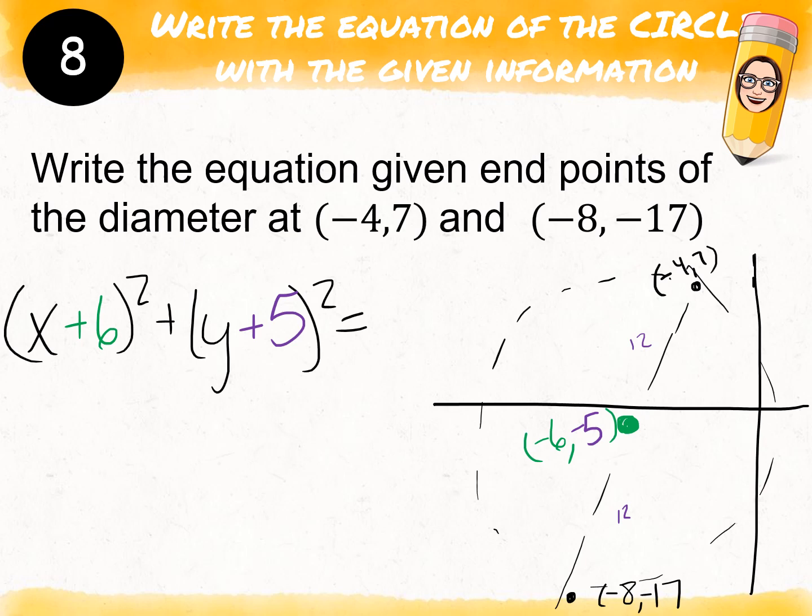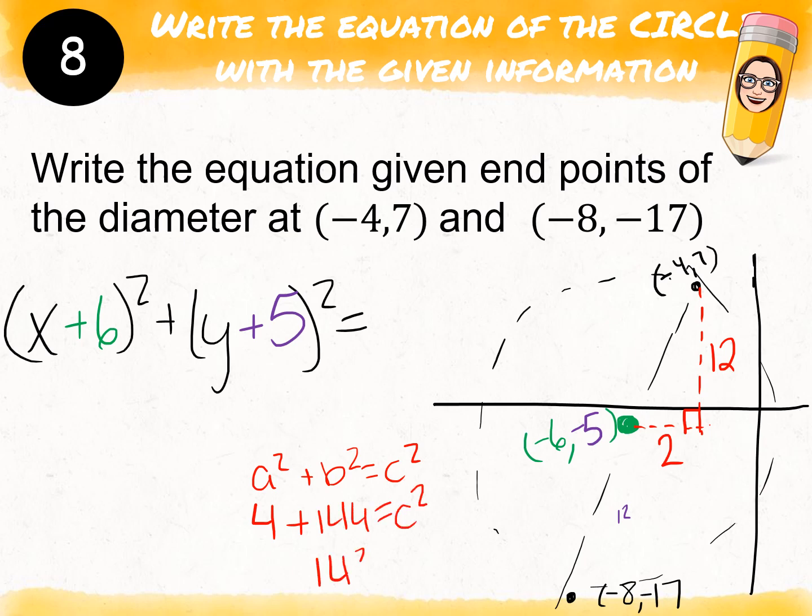Let's talk about our radius. We need to find our radius. So I'm going to approach it. Again, you could use distance formula. I'm going to approach it as a right triangle. Okay? And so if I count the distance between my x's from -6 to -4, that's a distance of 2. If I count from -5 to 7, we already said that that was 12. And I'm going to take care of Pythagorean theorem. A squared plus b squared equals c squared. That's going to get me 4 plus 144 equals c squared. So 148. And I don't need to square root it to find the actual distance because I want the radius squared.